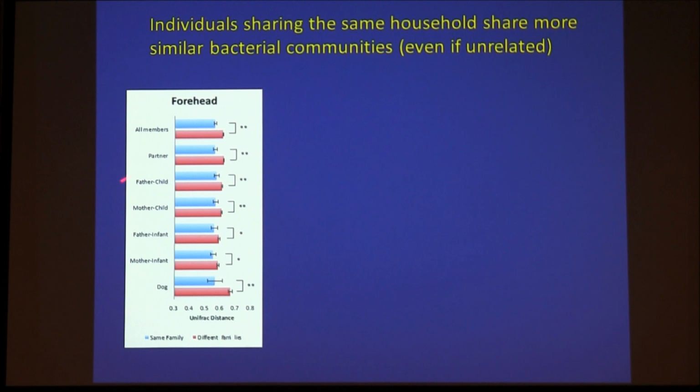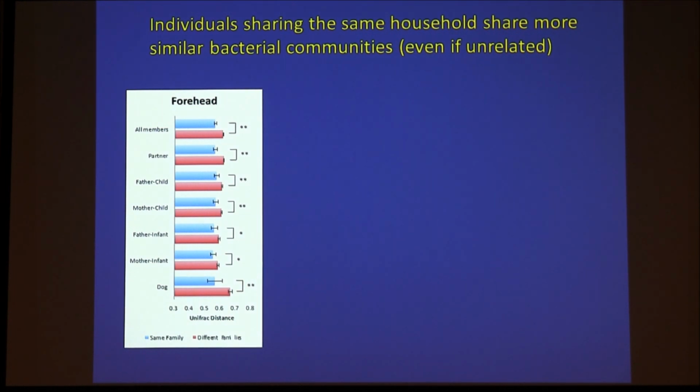families. So what we see is, for example, partners share more similar bacterial communities on their forehead than people not living in the same house. And obviously, we hope this is not a genetic effect, right? And we also see this with father-child, mother-child, and so forth, where basically people living in the same household share more similar bacterial communities than we'd expect by chance.